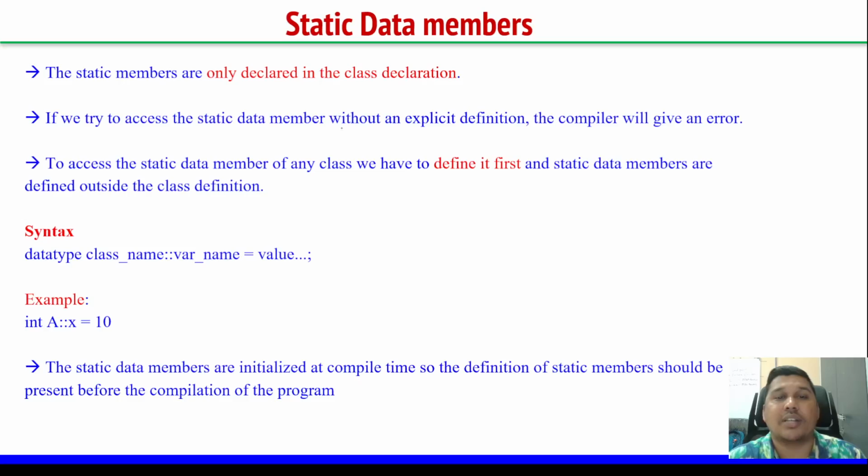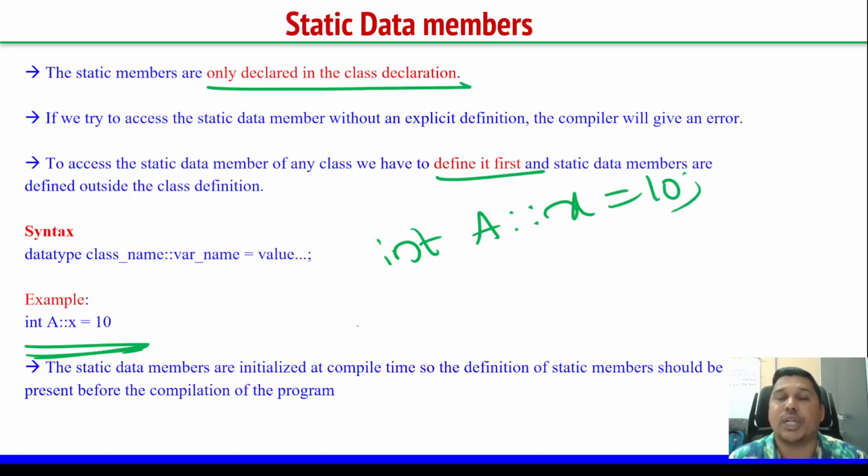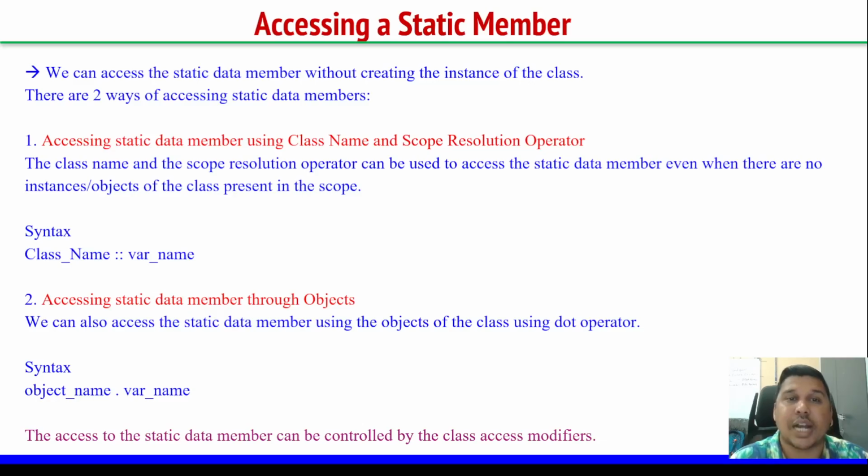See, how do you assign? Static members are only declared in the class. They are only declared in the class. To access the static data member of any class, we have to define it first. How do we define it? Like this. You have to write the data type, the class name, scope resolution operator, the variable name and some value assigned to it. You have to do this outside the class and outside main. So, this is how we assign values to static data members.